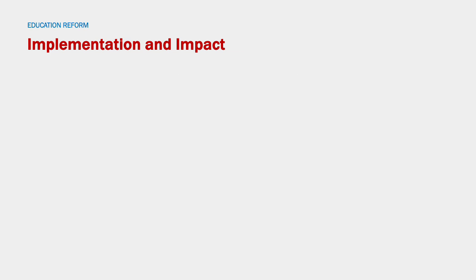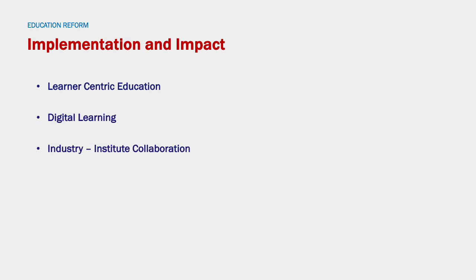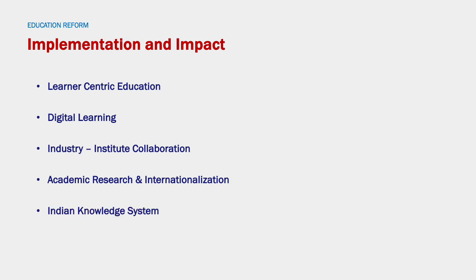Let us now talk about the factors when we speak about implementation and impact of this policy. What does this involve? A learner-centric education, digital learning, industry-institute collaboration, academic research and internationalization, Indian knowledge system, regulations, guidelines, and frameworks. As we move on further, we will discuss each of these in more detail.